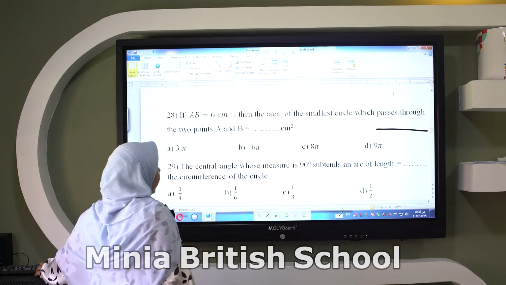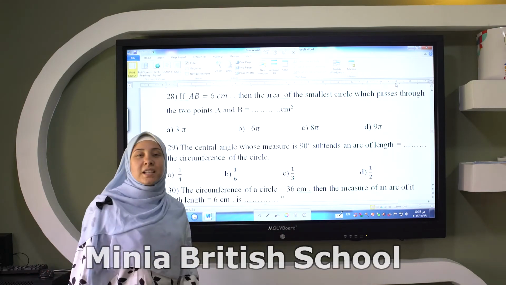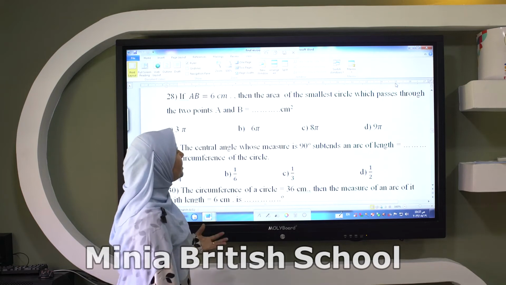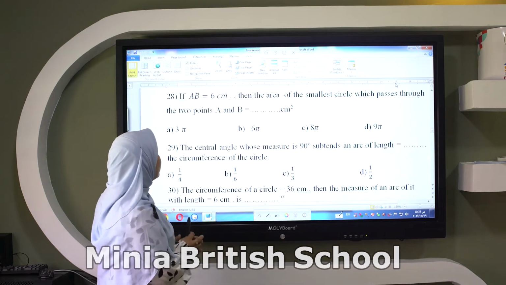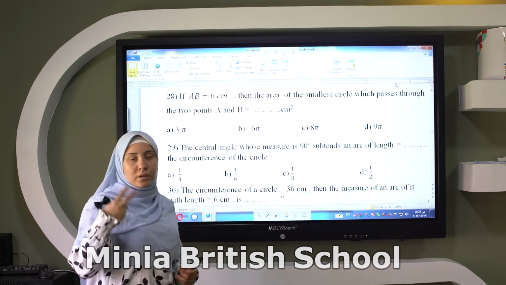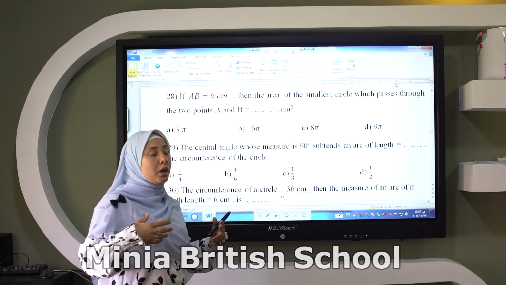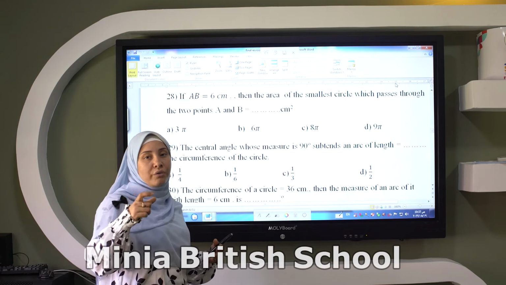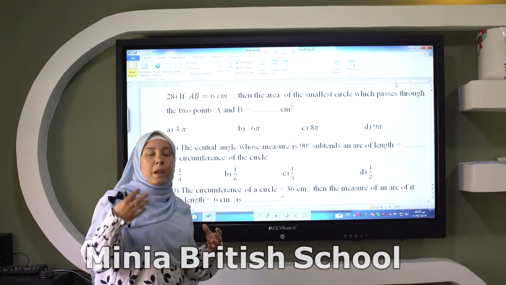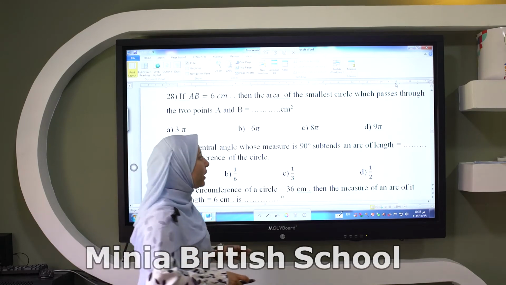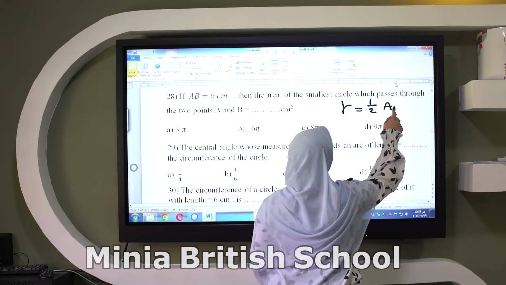And number 28, AB equals 6 centimeters. Then the area of the smallest circle which passes through the 2 points A and B. If you have 2 points A and B, and you know the length of AB, how many circles can you draw? The radius equals half the length of AB.